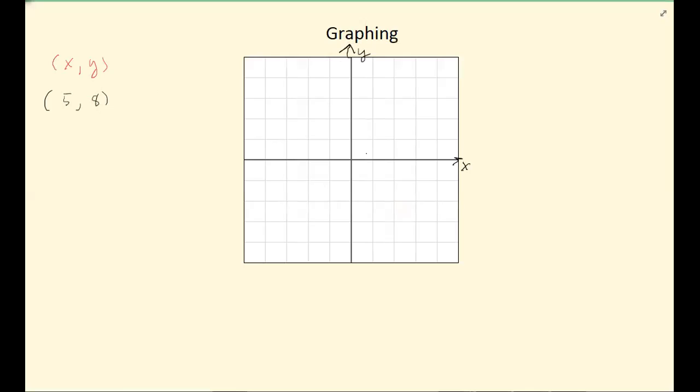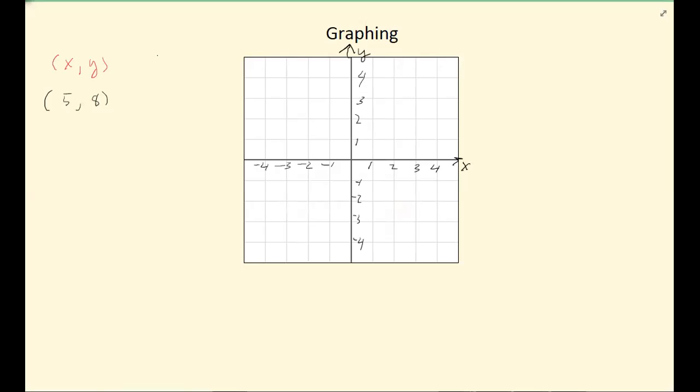Positive this way, so this could be 1, 2, 3, 4, etc., and -1, -2, -3, -4. And then up, positive 1, 2, 3, 4. Down, which would be -1, -2, -3, -4, and so on.